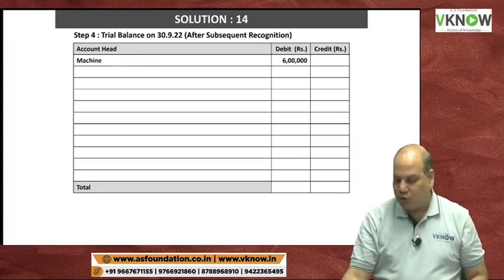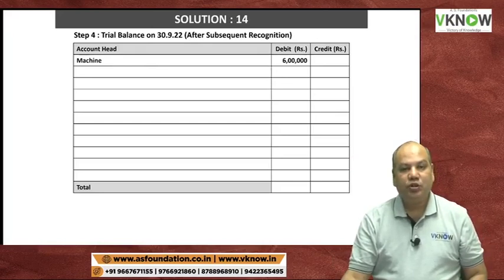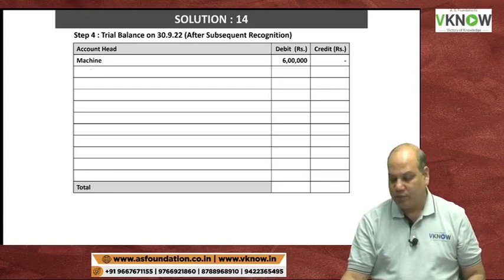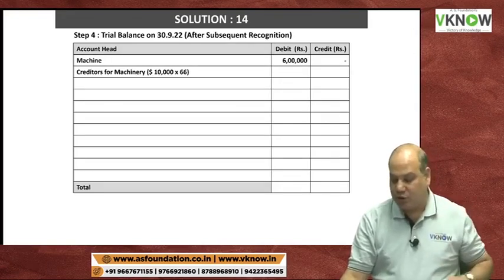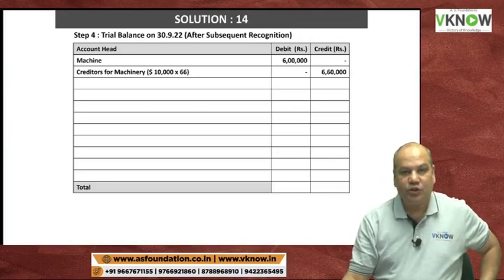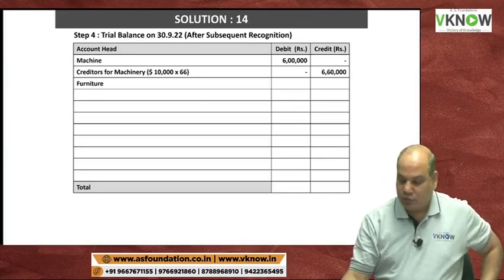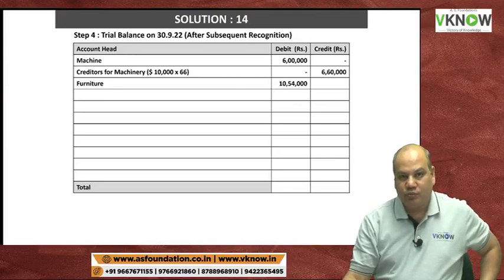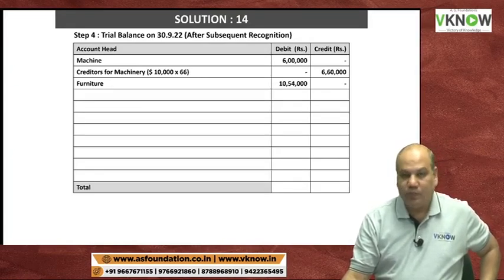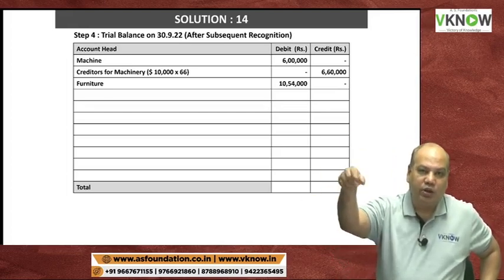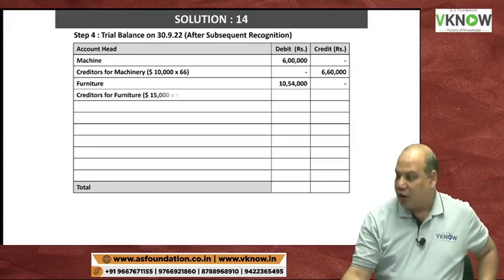Machine: no impact. Machine is a non-monetary item, carried at cost model. Creditor for machinery will now be measured at 66 rupees, so that will become 6,60,000. Furniture is already revalued. It is not getting revalued on 30th September. So here we'll apply the rate of the date when it was revalued, and that is already done: 10,54,000.